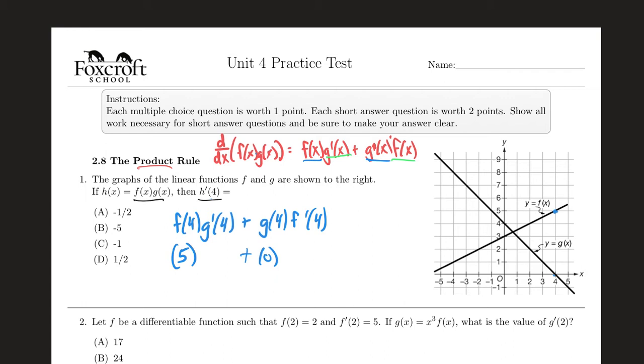And then the primes represent slopes of the tangent line, but for a line, the slope of the tangent line is just the slope of the original line, so f prime is just the slope of this line. It's up 1 over 2, that's 1/2. G prime is the slope of this line, down 1 over 1 is -1. And if you simplify that, you get -5. All right, so B is the right answer for this one by just using the product rule.